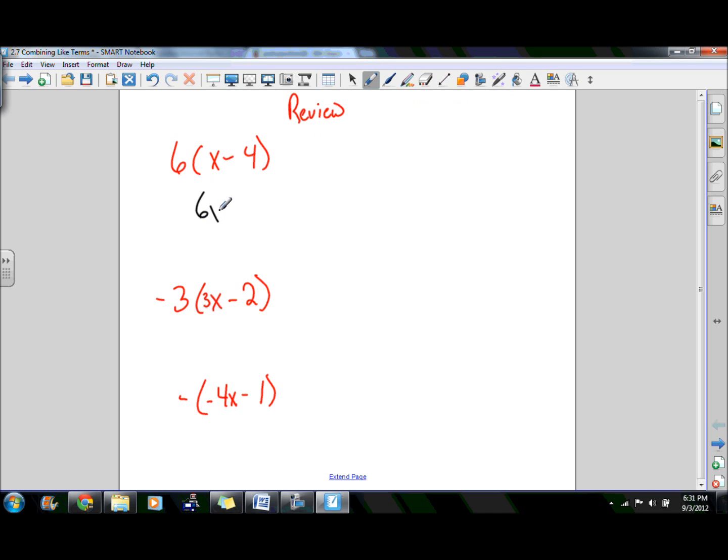Should have gotten 6x minus 24, negative 9x plus 6, because negative, negative. And here we should have gotten positive 4x plus 4, because negative, negative, negative, negative. Alrighty, if you're still having trouble with those, we need to come in and get some extra help.